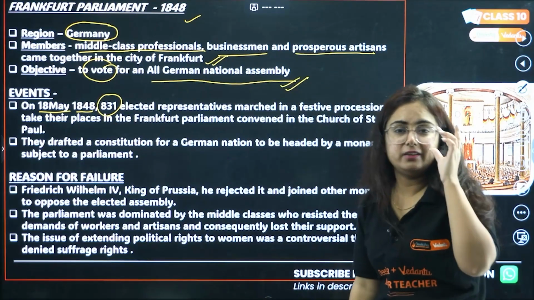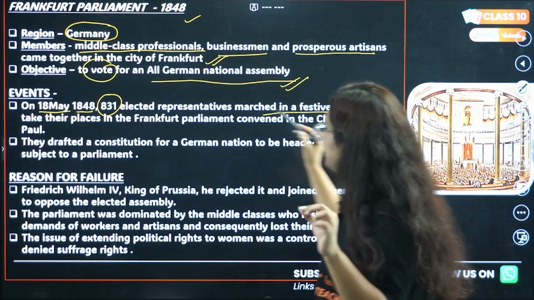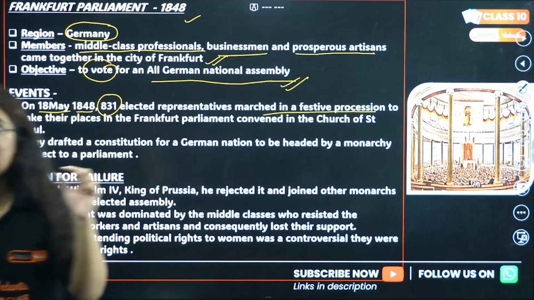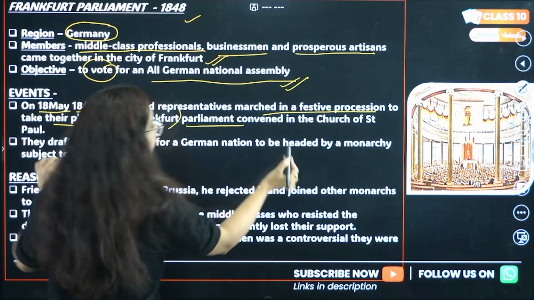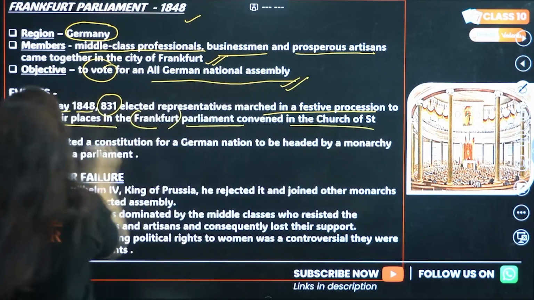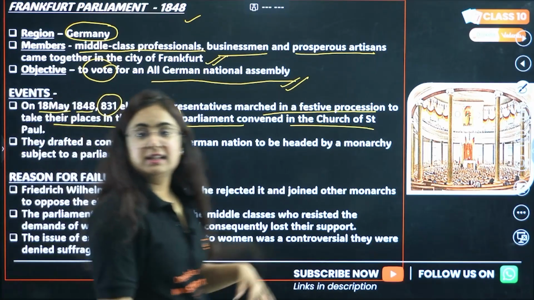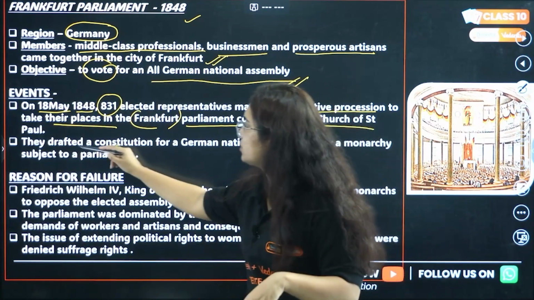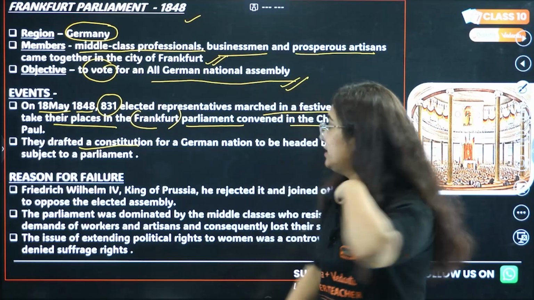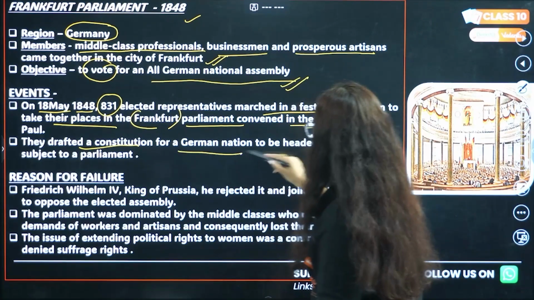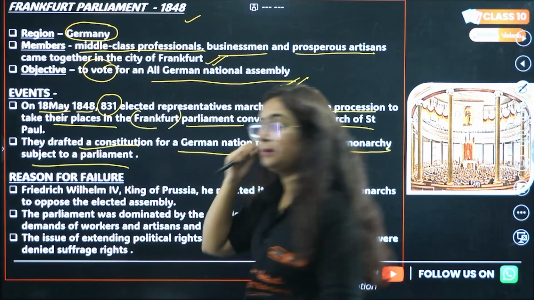831 members came together and marched in a festive procession in the city of Frankfurt, and this was convened in the Church of St. Paul. What did they do? They came together. They said that let us draft a constitution. We will make a constitution for a German nation that is to be headed by a monarchy subjected to a parliament.